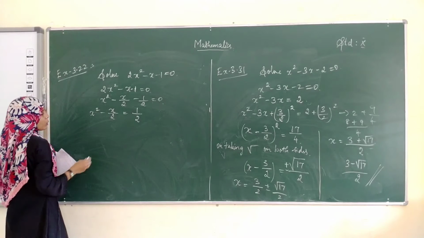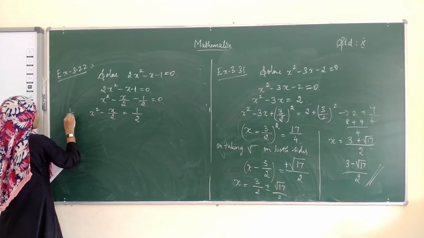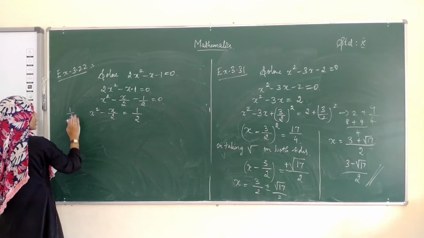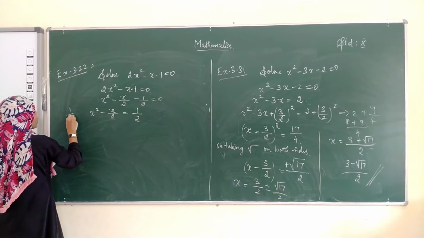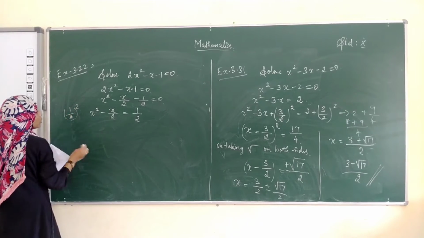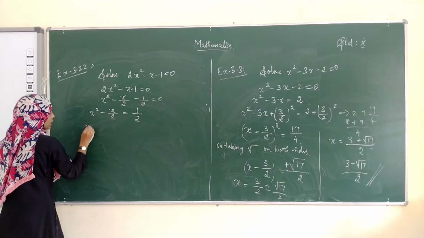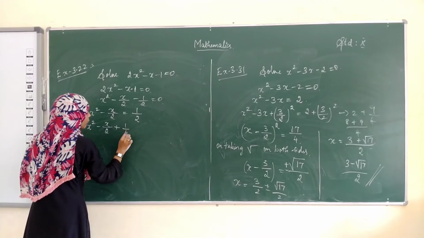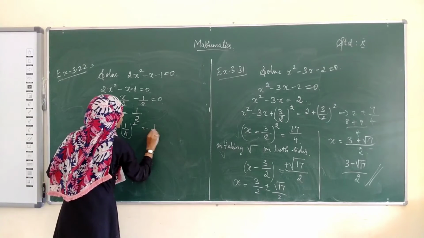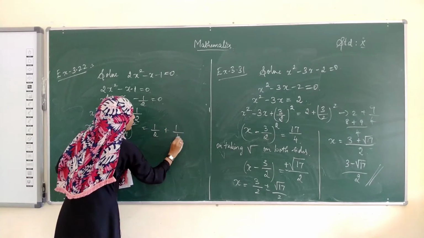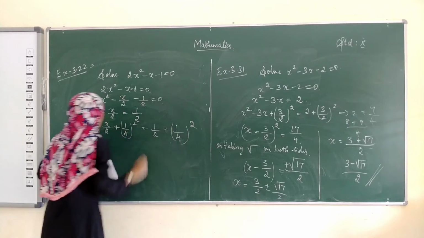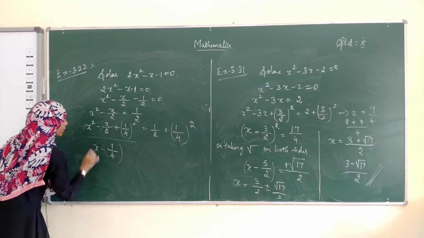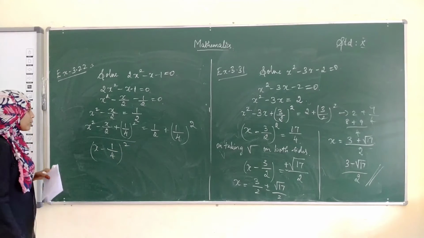Okay, next what we have to do? See here, the coefficient of x is 1 by 2. The half of this coefficient is 1 by 4. The square is 1 by 4 the whole square. We have to add this term on both sides. x square minus x divided by 2 plus 1 by 4 the whole square is equal to 1 by 2 plus 1 by 4 the whole square. This term can be written as x minus 1 by 4 the whole square, by the same whole square formula.